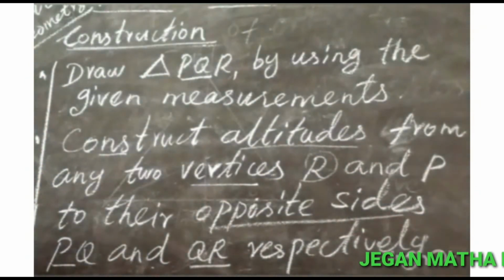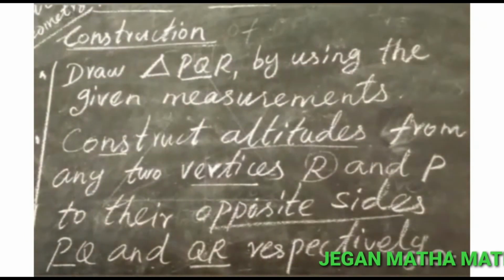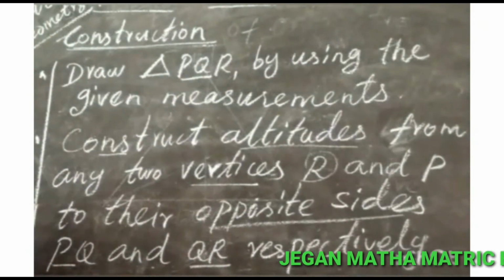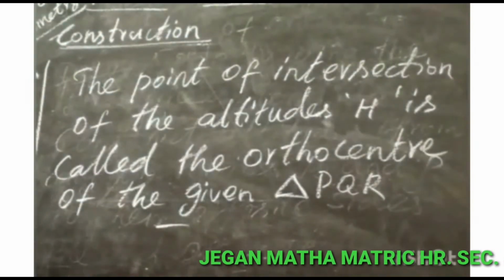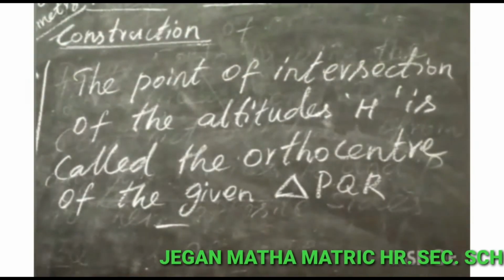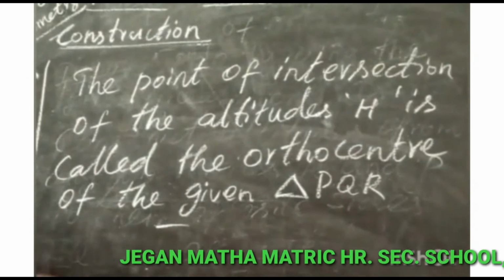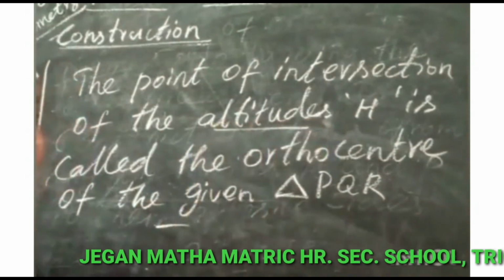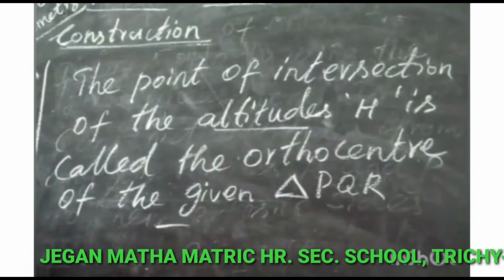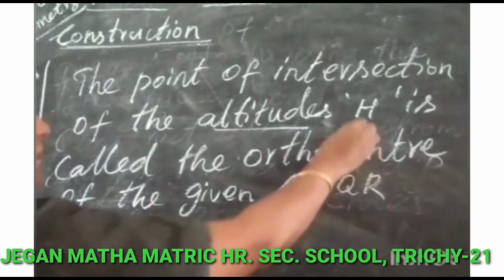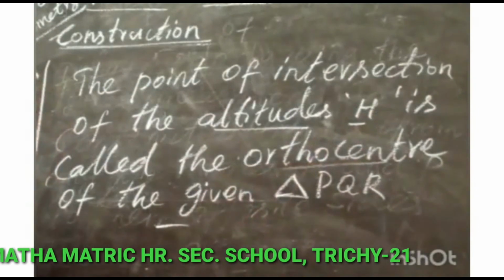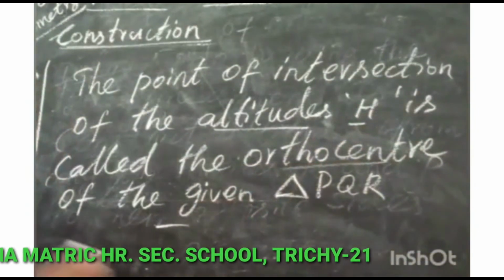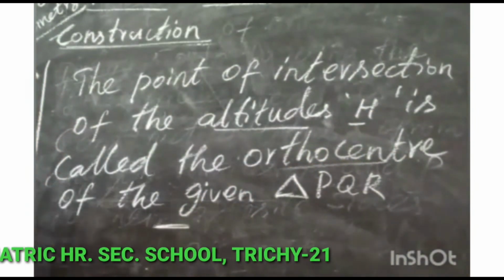Okay. Now after finishing this one, the two altitudes meet at one point. Now the next one, the point of intersection of the altitudes. The two altitudes meet at one point. So the point of intersection of the altitudes, that point is H. H is called the orthocenter of the given triangle PQR. So now the construction is over.